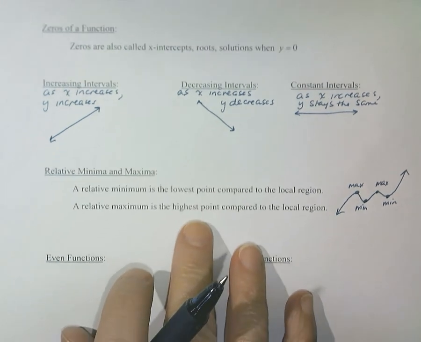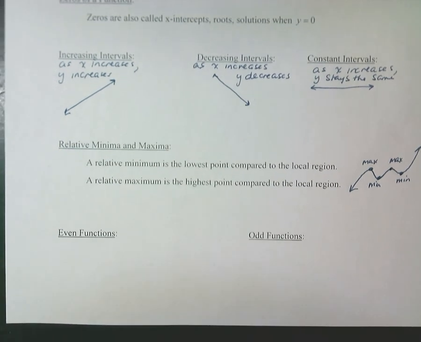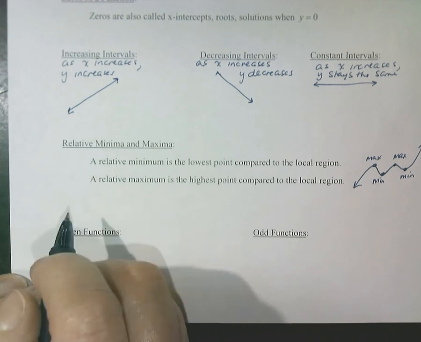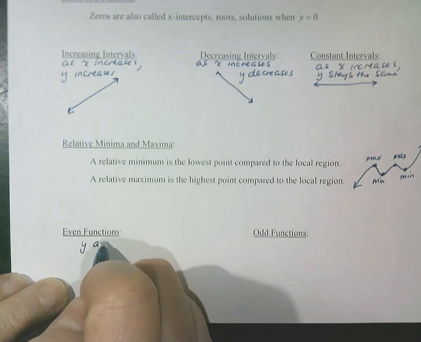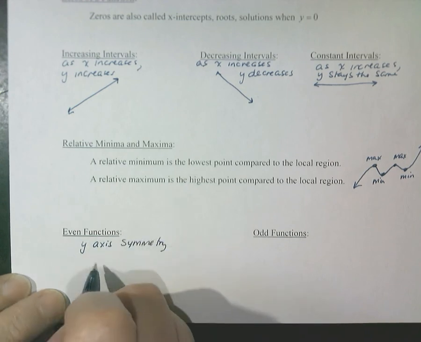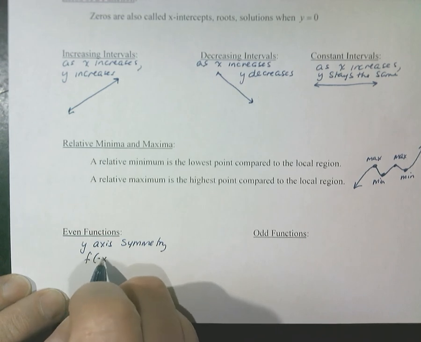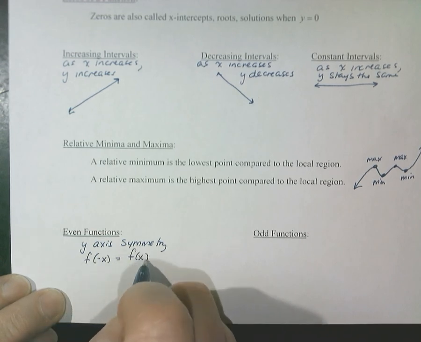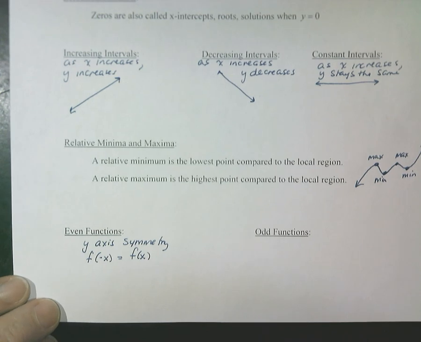And then the one concept that's completely new to you is this idea of even and odd functions. I will go over even and odd functions several times in here. And the first time I go over it, the majority of students don't quite grasp what I'm talking about. So an even function has some characteristics. Even functions have y-axis symmetry. And to test it, you're going to test f of negative x and see if it equals f of x. And we'll do more of this later on.